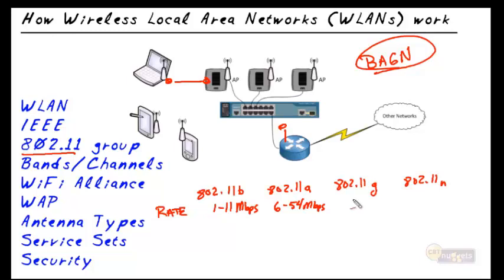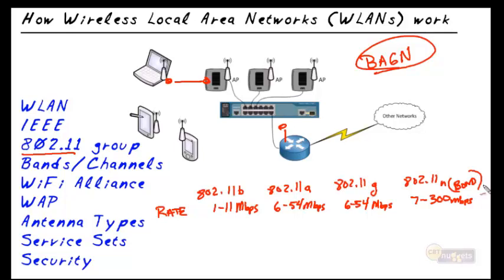Okay, with G, we have 6 to 54 also, megabits per second, Mbps. And 802.11n, you're going to like this, somewhere between 7 and 300. And let's put on there also that we're going to do something called bonding, like James Bond. We'll come back to that in just a moment. But that's the ranges.